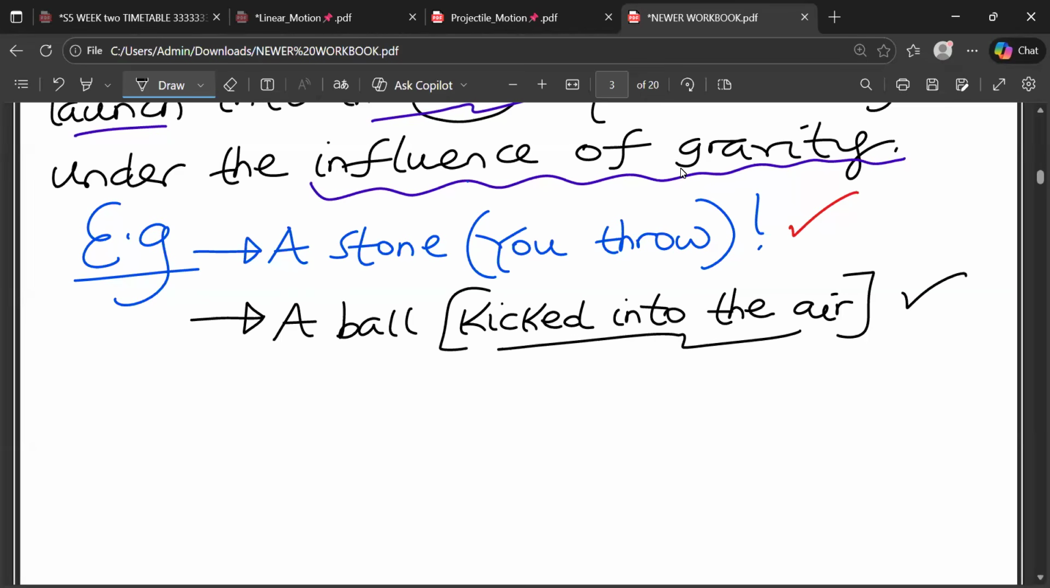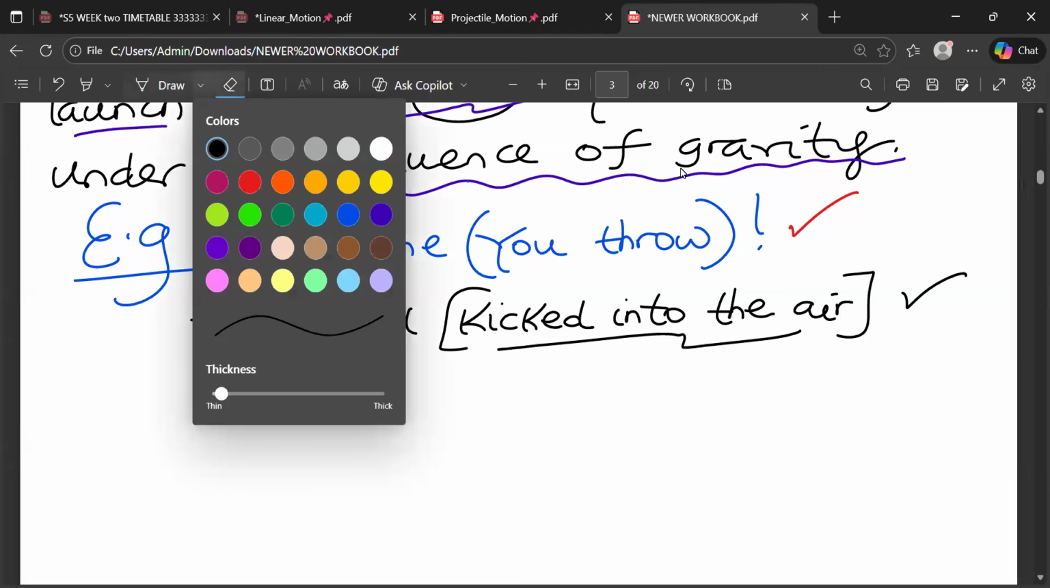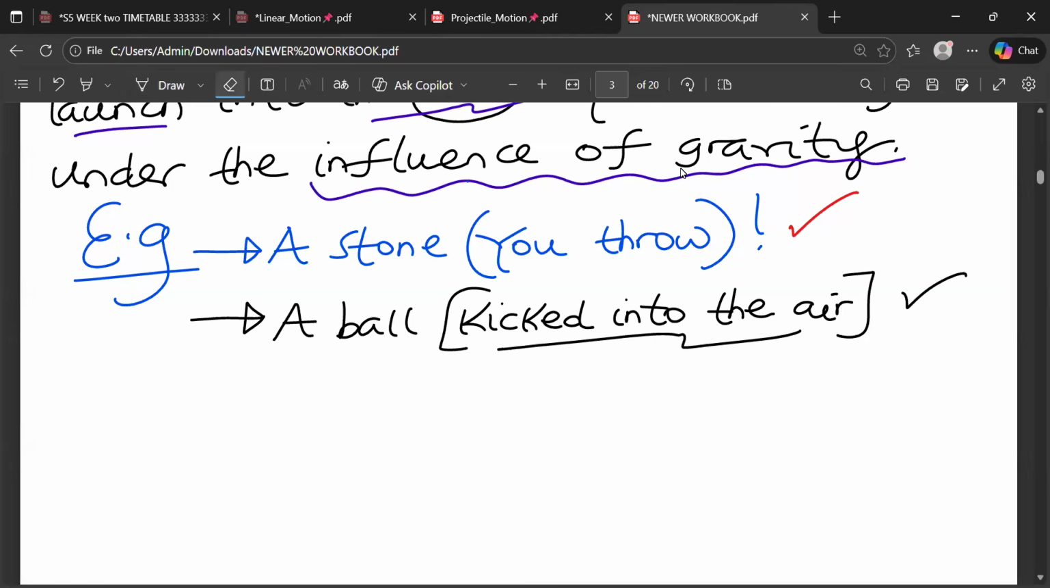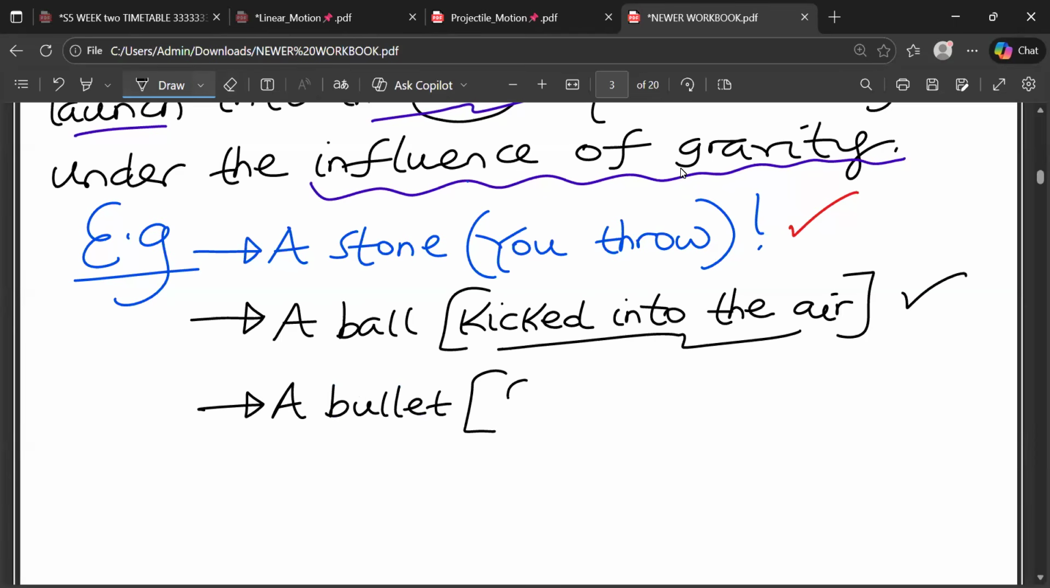A bullet. When the bullet is inside the gun, it's not a projectile. But the moment you fire it from a gun, there it becomes now a projectile. So a bullet alone, it's wrong. But the moment we fire it from a gun, it becomes a projectile. So I will say fired from a gun. So this one becomes a perfect projectile.